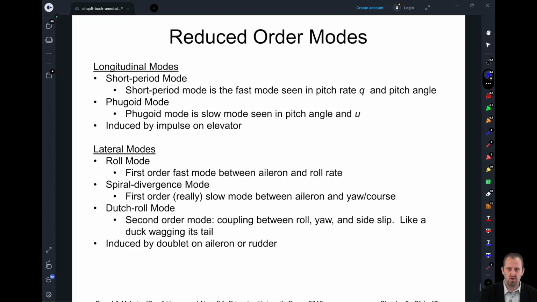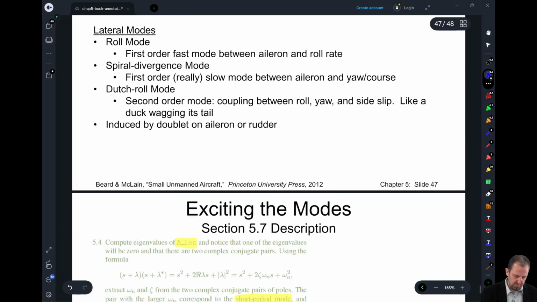that considers the roll, yaw, and the side slip. And they describe it as a duck wagging its tail. We can see these modes really come into play if we have a doublet on the aileron or the rudder. So the key considerations here are that, and in fact, let's jump into the next slide.